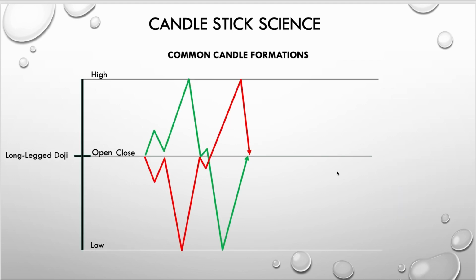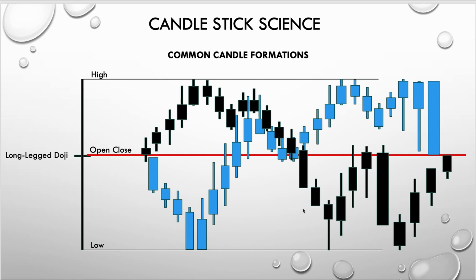All right. So the long-legged doji is the last one we're looking at. This one can go either way. It can go in a buying side or in a selling side. That's why I have drawn these two lines. The green one showing the buying formation of the doji, and then the red one showing the selling formation of the doji. Let's look at its internal structure. Its internal structure looks something like this. The black candles represent the selling side of the doji.